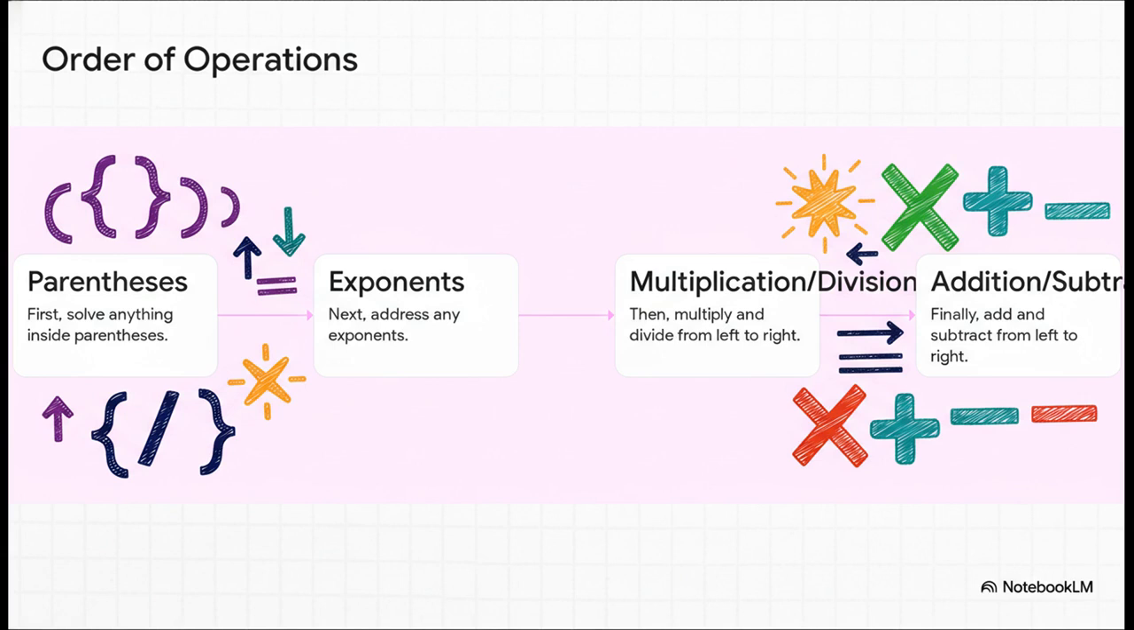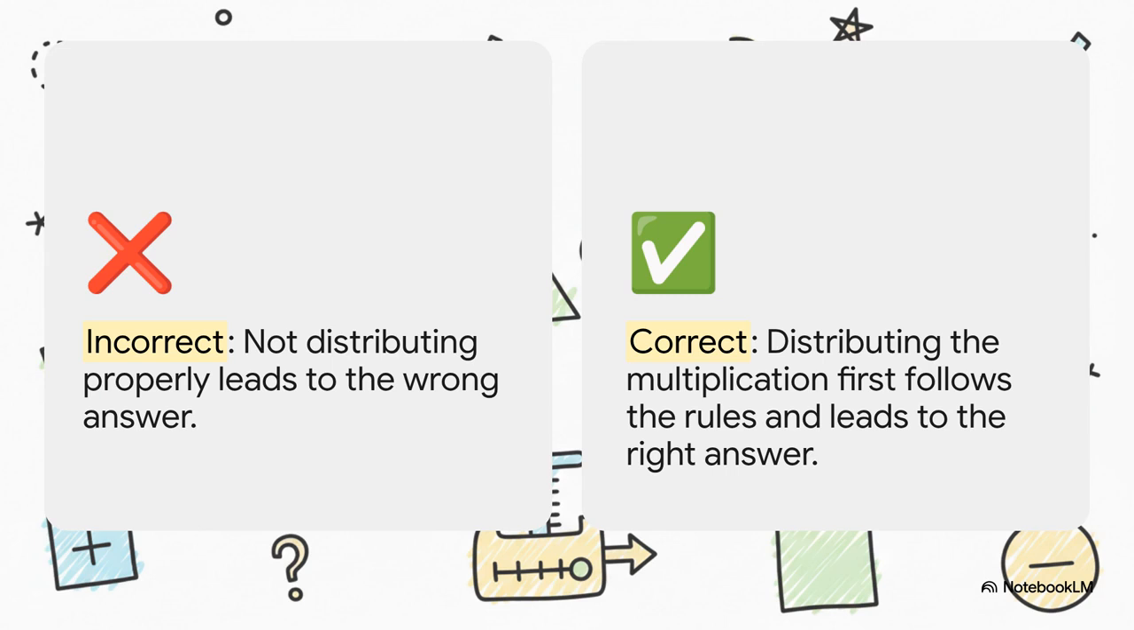This isn't just a helpful hint, it's the law. It's how everyone, everywhere gets the same right answer. And this is a classic spot where people get tripped up, especially with something called distribution. If you forget to multiply first, following PEMDAS, you're pretty much guaranteed to get the wrong answer. But if you follow the rules, you're on a straight shot to the correct solution every single time.